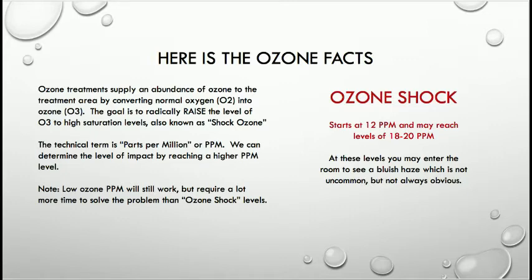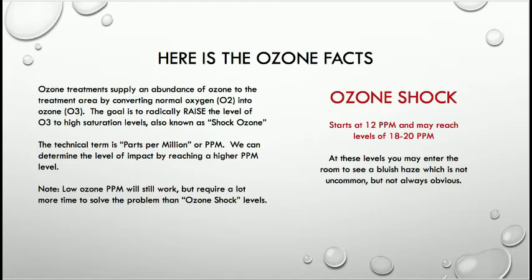Now, ozone treatment supplies an abundance of ozone to the treatment area by converting normal oxygen, O2, into ozone, which is O3. Our goal is to radically raise the level of O3 to high saturation levels, also known as ozone shock. The technical term is parts per million, or ppm. We can determine the level of impact by reaching higher ppms, and the faster we do it and the quicker we do it, the better it is.